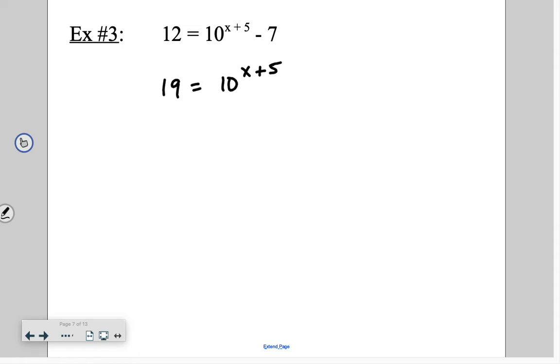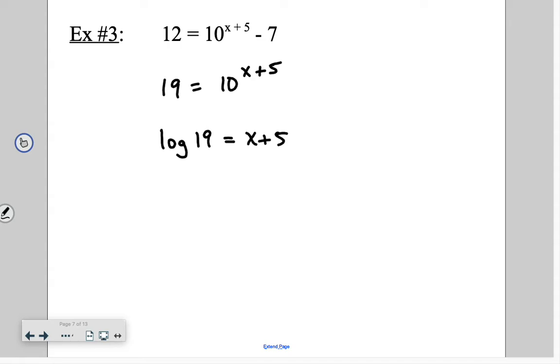And now, switch forms. Now we go to logarithmic form. So in this case, log base what? 10. So you can either write the 10 or not, since it's base 10. Doesn't really matter. In this case, log of 19 equals the exponent, x plus 5.